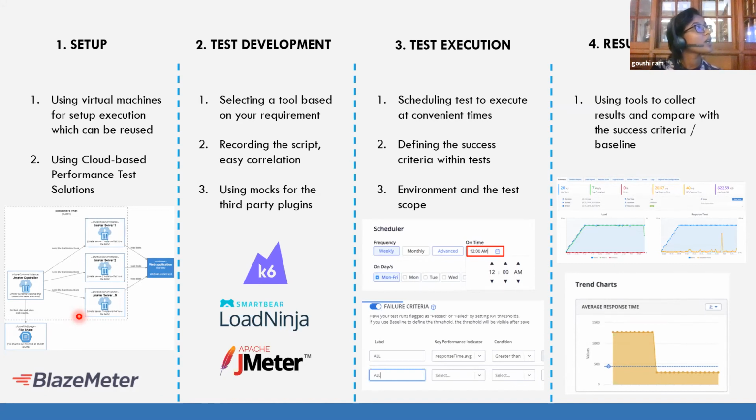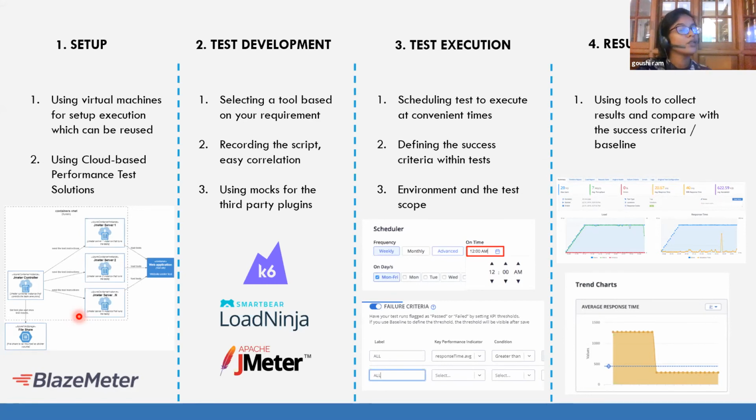So the next thing is, after setup, we go to the test development phase. In test development, we should select a tool based on your requirement. So here I've given K6, Load Ninja, and JMeter. All these three can be used to create an HTTP request performance test script. But if you have already used K6 for your automation, you can simply create a performance test suite for the relevant HTTP request using K6 with JavaScript.